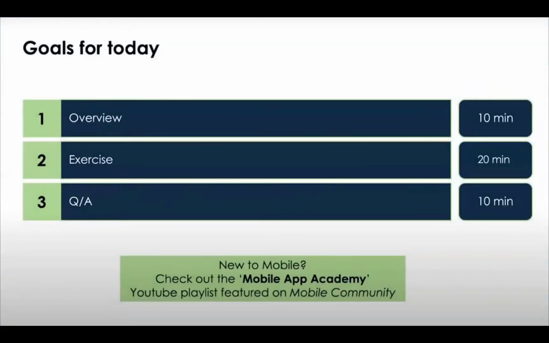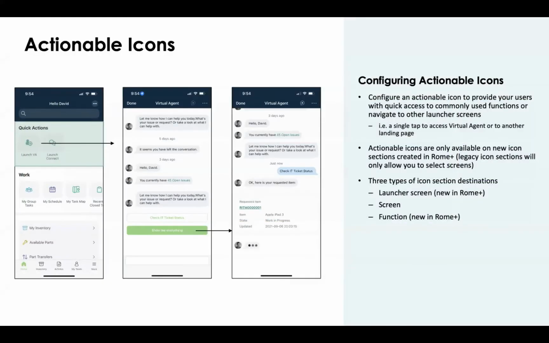Just to quickly review today's schedule, this will be a quick 30-minute session. We'll start it off with a quick 10-minute overview on what actionable icons are and what you can do with it. Then we'll jump into a 20-minute walkthrough, and then we'll wrap it up with some Q&A. But with all of that said, let's quickly dive into the overview.